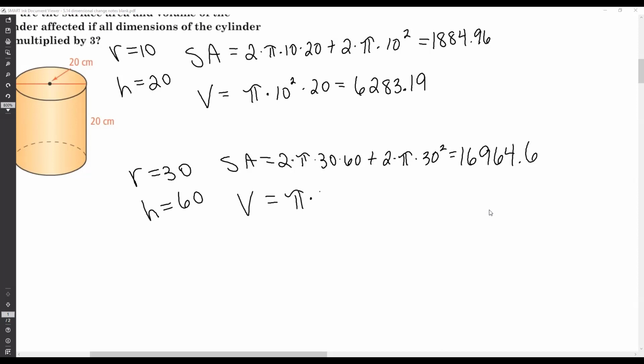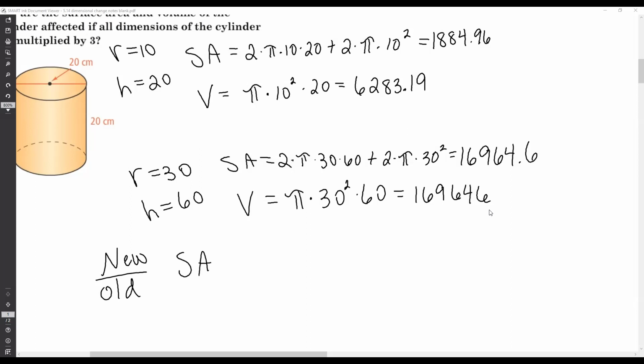And then we'll do the volume as well. Pi times 30 squared times 60, and that is 169,646. Okay, and so now we're going to compare. We're going to take our new volume and divide it by our old one to figure out how many times bigger. We're doing the same thing with surface area. So we're doing new divided by old. I'm going to do the surface area first.